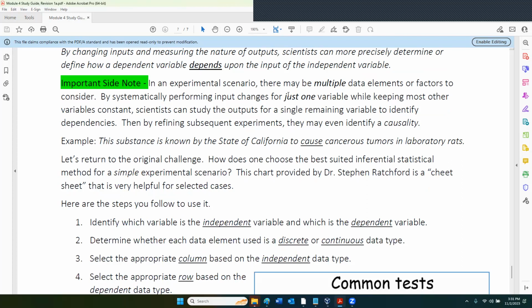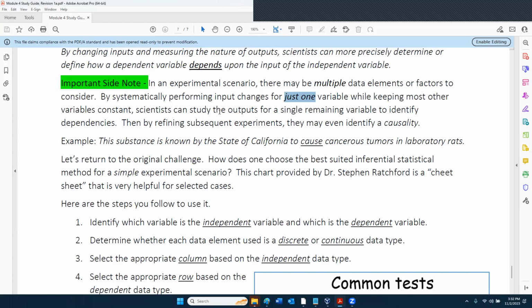So this is worth mentioning here. In an experimental scenario, there may be multiple data elements or factors, multiple variables, right? And what you want to do is systematically perform input changes for just one. So to the extent that you can vary things, you want to choose a particular data element or variable and change just one while you're keeping the other variables unchanged. You're not doing anything to change those other data elements, and in that sense, you're keeping those variables constant.